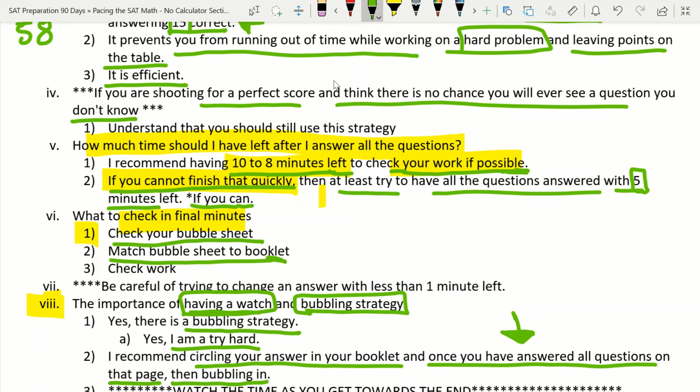So just make sure that all the answers you circled in your booklet match what you put on your bubble sheet. After you do that, which should only take you about a minute or less, you're going to want to check your work. At that point, check any problems that you were unsure of, and check any problems that took a few steps and weren't super simple. Just go through, check everything, and make sure it looks good. Make sure you didn't make any simple errors.